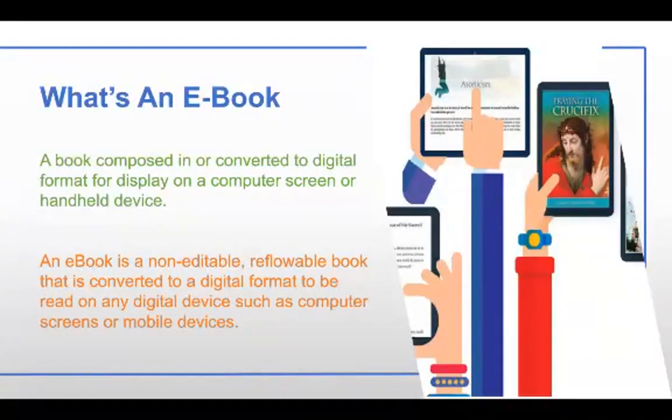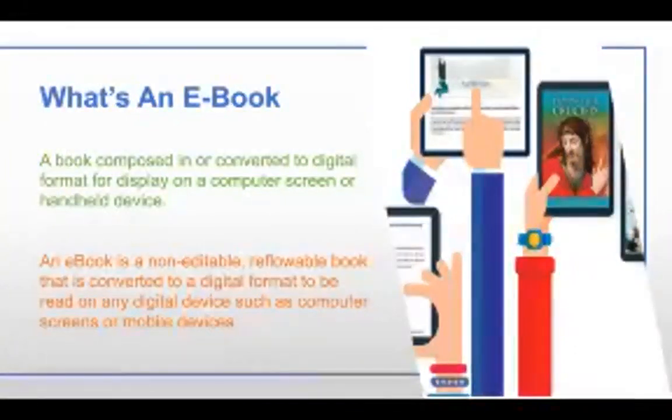and we will discuss in detail in coming slides. So I can say a book composed in or converted to a digital format for display on a computer screen or handheld devices is called an ebook. An ebook is a non-editable and reflowable book, and we will discuss why it should be non-editable and reflowable and what is the benefit of that. It is converted to a digital format to be read on any digital device such as a computer screen or mobile devices.